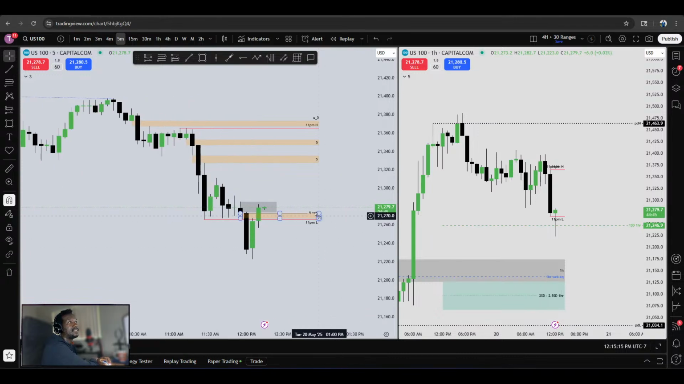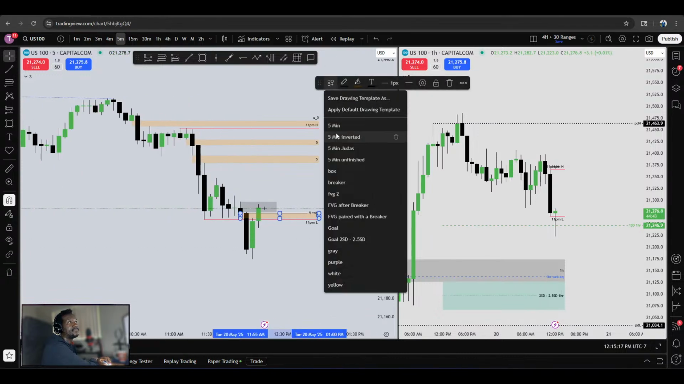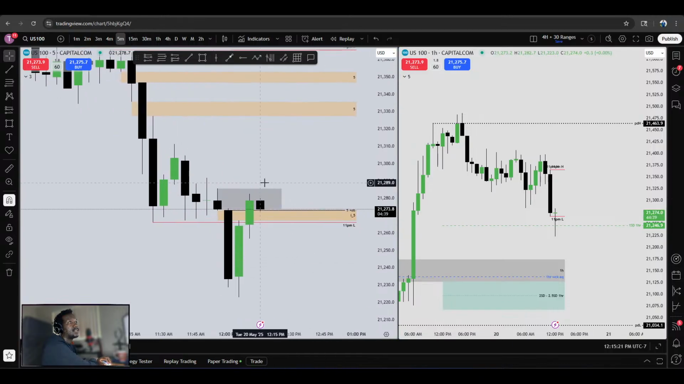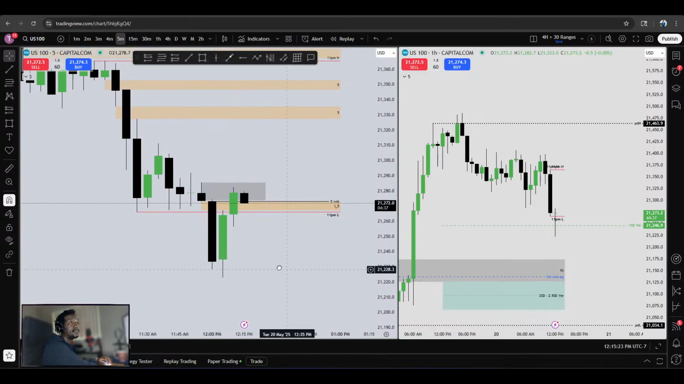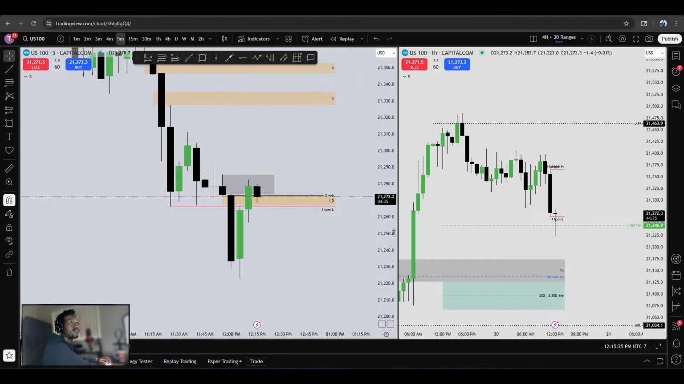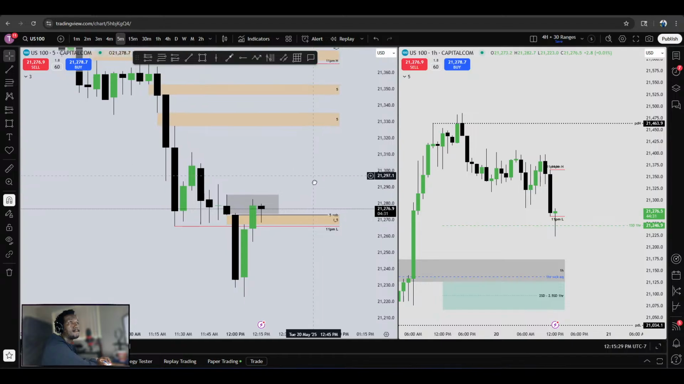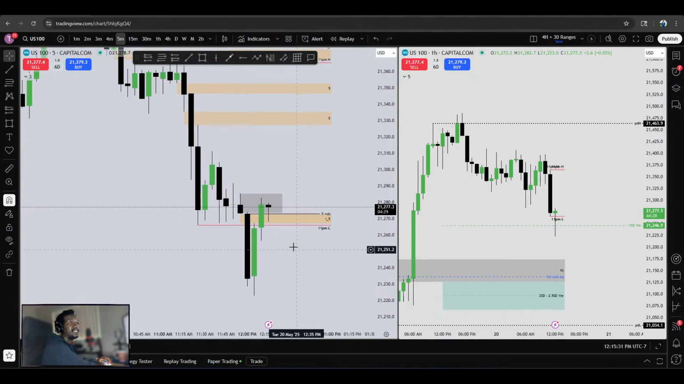Okay, so this is now inverted. I'm still gonna be taking that long, but I just need to see us close above this now on the 1 minute time frame. So this should act as support, and we're Gucci. So everything is met on the 5 minute.